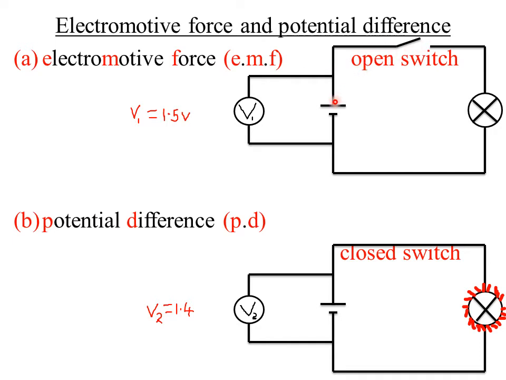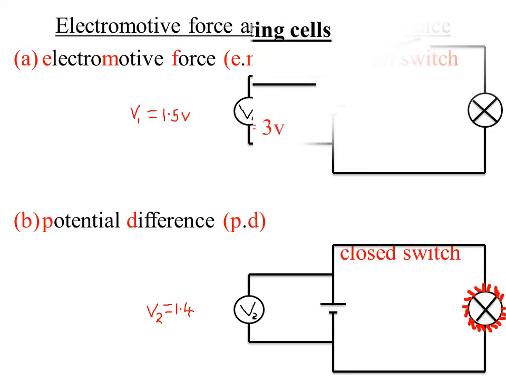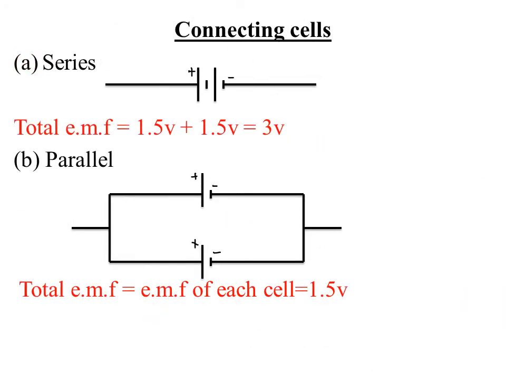The voltage across the terminals of a cell in an open circuit, whereas potential difference is the voltage across the terminals of a cell in a closed circuit. Then two, we look at connecting cells and bulbs.